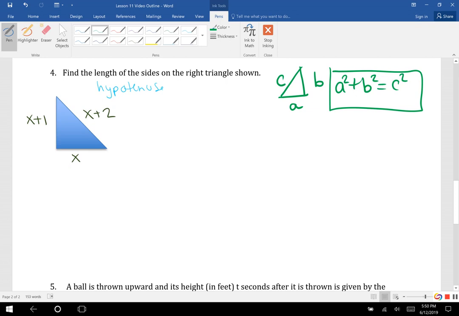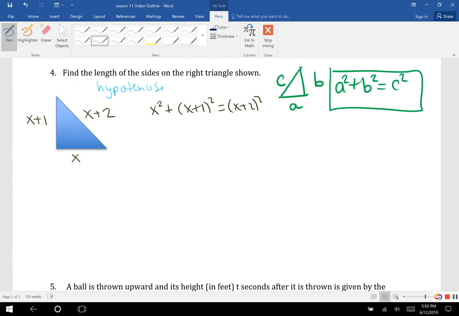So the hypotenuse, the c, is the longest side. It's the x plus 2. So our equation is going to be x squared plus x plus 1 squared equals x plus 2 squared. And then we can solve this equation using the process we talked about earlier.